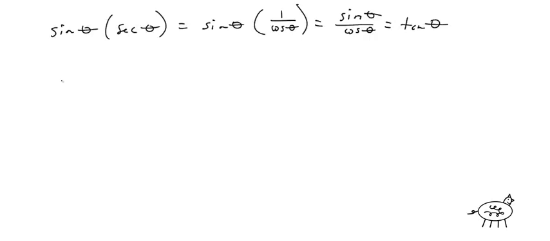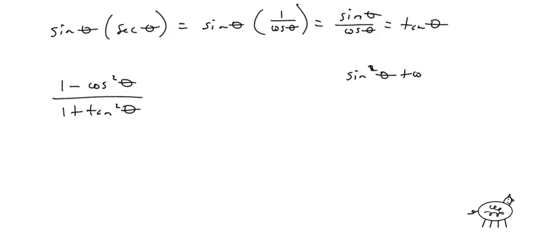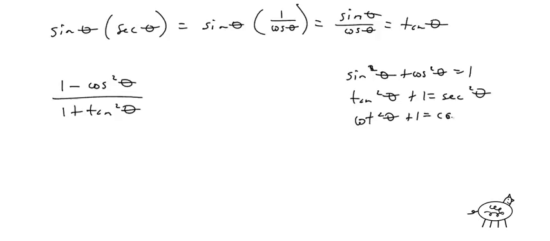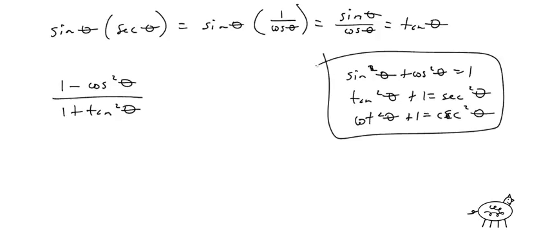Let's do 1 minus cosine squared of theta over 1 plus tangent squared of theta. Now, the deal is, you're just learning these identities, math fans. So sine squared of theta plus cosine squared of theta equals 1. Tangent squared of theta plus 1 equals secant squared of theta. And cotangent squared of theta plus 1 equals cosecant squared of theta. Okay. So these are, again, your nice little Pythagorean identities.